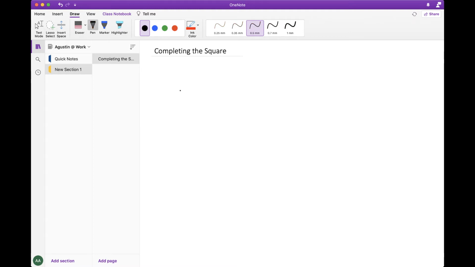Okay, so completing the square is another way to solve quadratic equations. What we're going to do is transform the equation into something that we can use the square root property on. So, for example, let's say we have x squared minus 4x minus 14 is equal to 0.